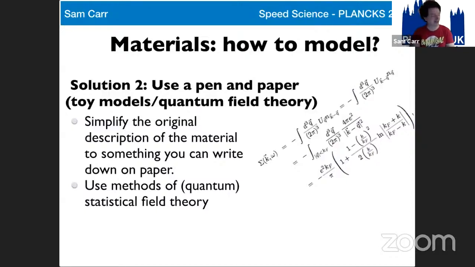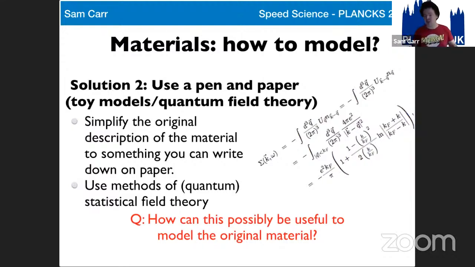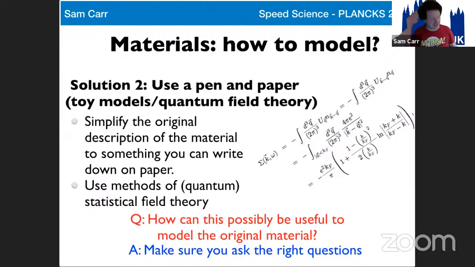So the other thing, which is what I do, is I use a pen and paper. So I play with toy models, I play with quantum field theory. In fact, the methods I use are exactly the same as are used in high energy physics, of Feynman diagrams, of all sorts of other methods of quantum field theory, even methods of string theory find applications in nanowires. But the point is, I'm writing equations down. How can this possibly be useful to model the original material I started with in its full complexity? And the answer is, it only can if I ask the right questions. I can't answer everything like this, but if I ask the right questions, I can.